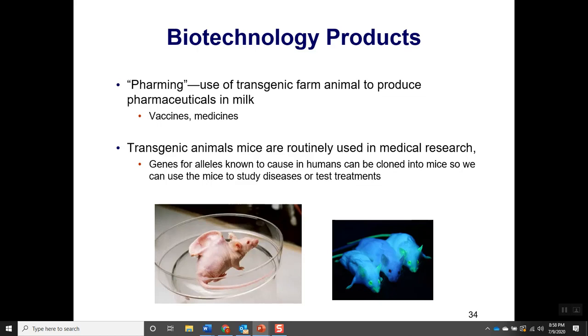Transgenic animals such as mice are also routinely used in medical research. Genes that are known to cause human disease can be cloned into mice, so we can study the effects of the disease or even test treatments on the mice.